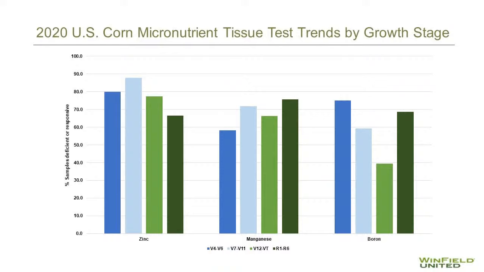But for manganese and boron, the importance of those nutrients either stays high or increases as we get later in the season. And so I would encourage you to use tissue testing as a resource, or use some of this past data that we have available to think about other nutrients that we can put in the tank to help impact this 2021 corn crop.